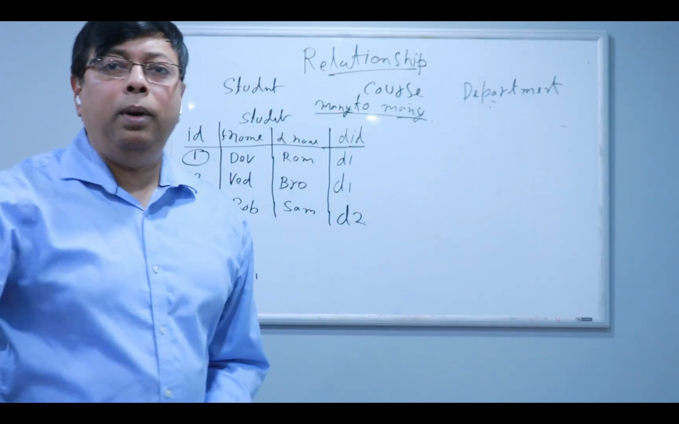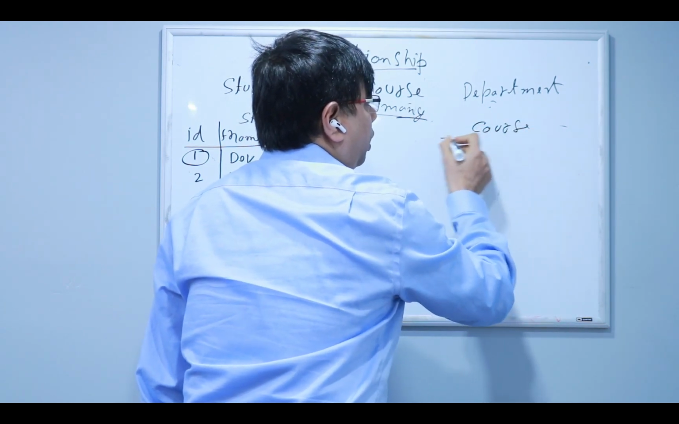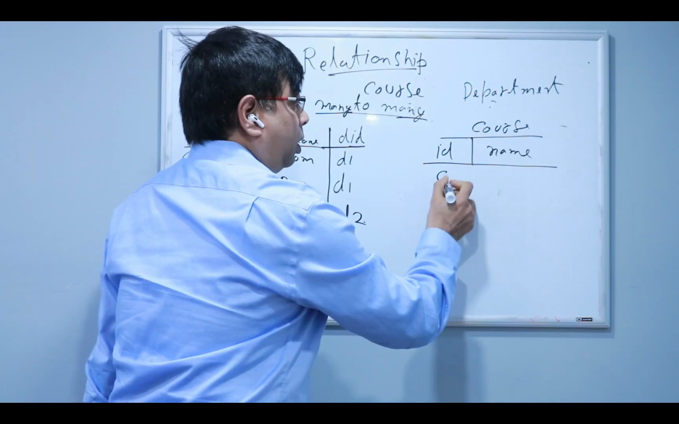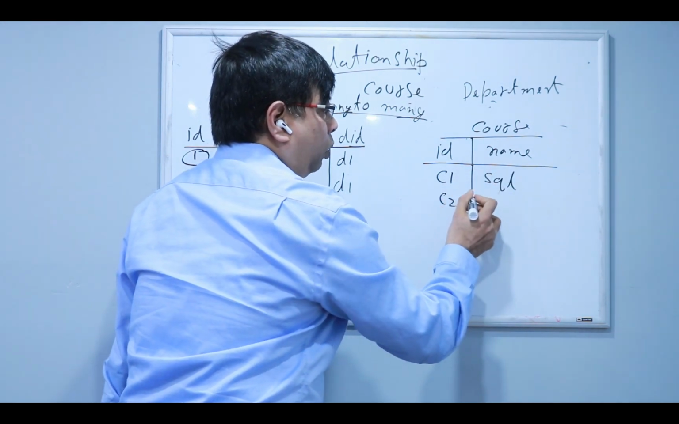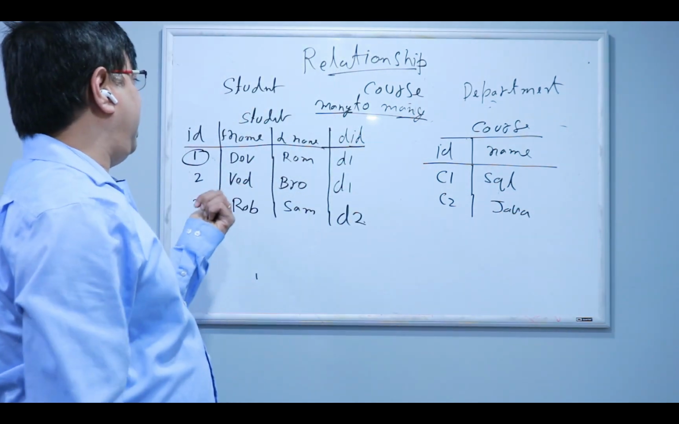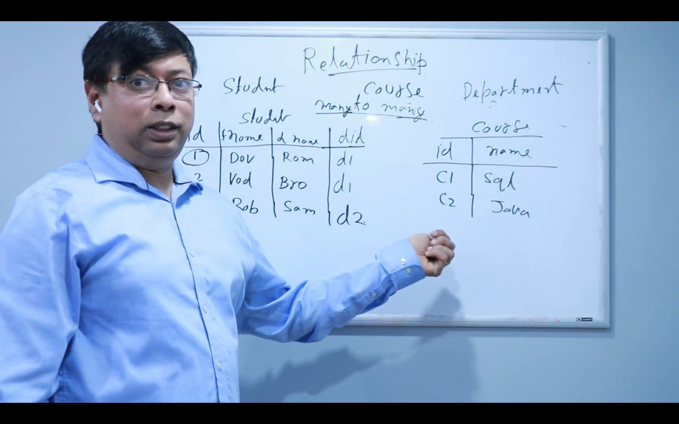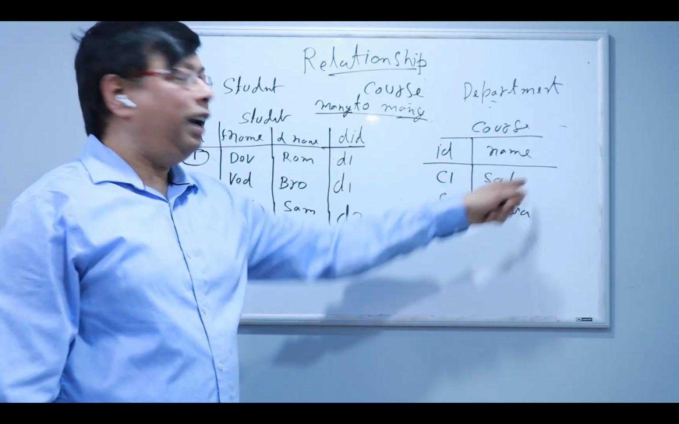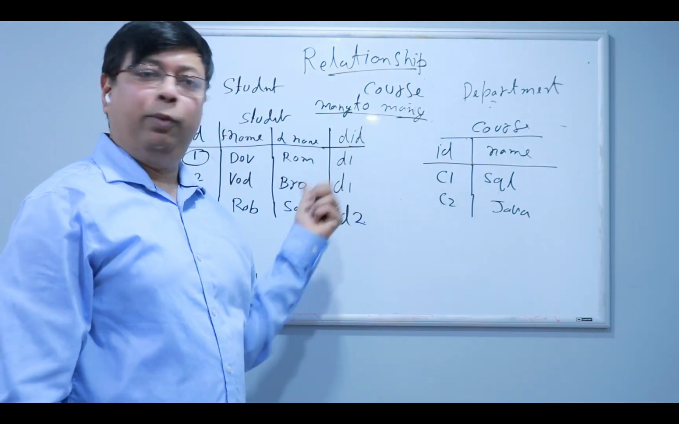Okay, now I have another table called course. The course table has ID, name, C1, let's say it's SQL, C2, Java. I want to have a relationship between my student and course. We know a student studies many courses and one course can have many students. Now this was very easy. I can't enter it here because I don't have space there. I can't capture that relationship between these two tables.